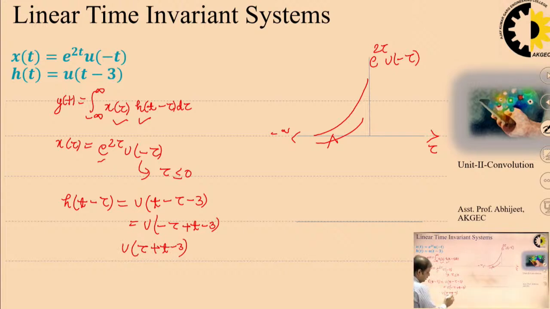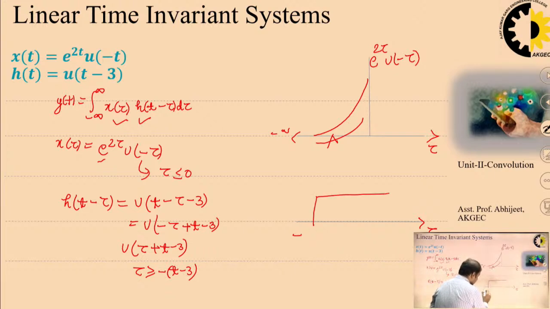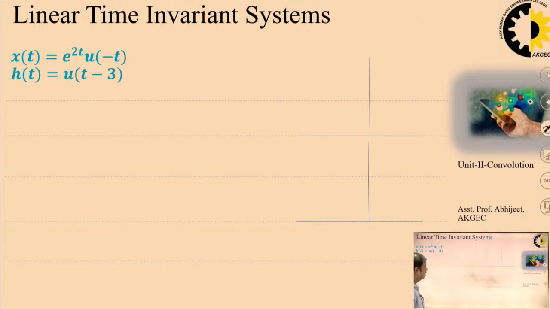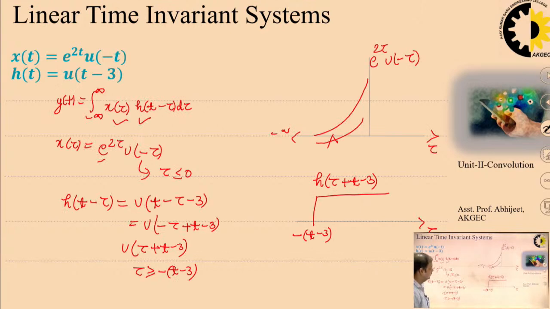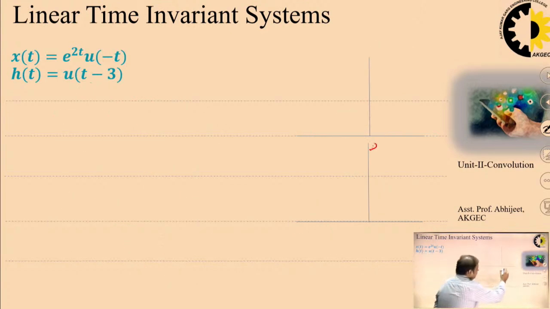So if I plot this only, suppose the axis is tau. If I want to plot this, this is tau greater than or equal to minus times of t minus 3, isn't it? So not going into what is t positive or negative, this is a right sided signal, t minus 3 to the right. This is h of tau plus t minus 3, but we are not interested in this. We are actually interested in h of t minus tau minus 3, isn't it?